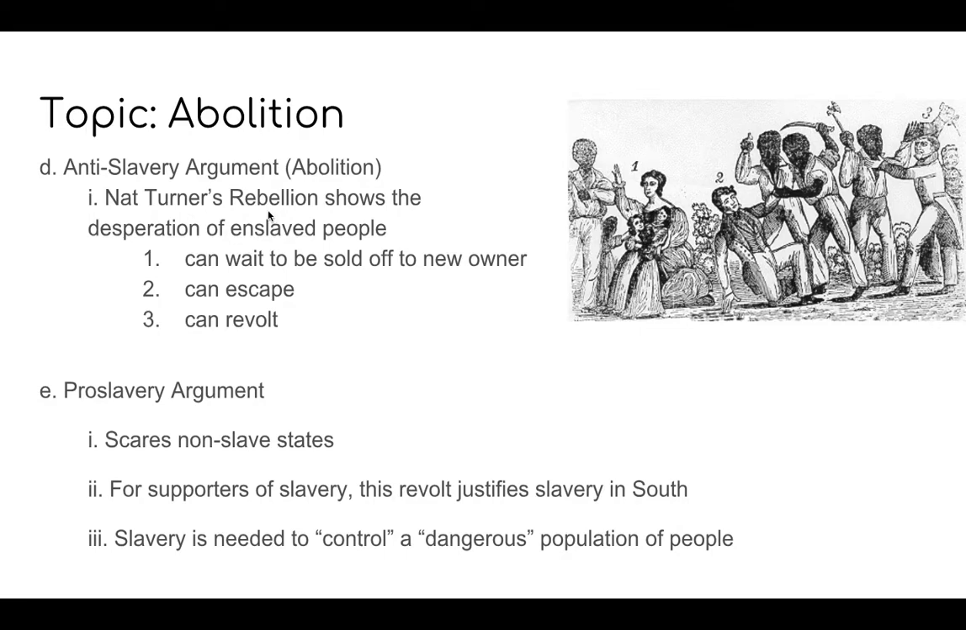So two groups are using this event very differently. One group, the abolitionists, are saying that the conditions are so horrible that sometimes you're only left with the option of revolting. The pro-slavery people are saying, look at how unruly these people are when they're left to their own devices. They can't be liberated. In other words, we must continue, we being the white population, must continue to control them.